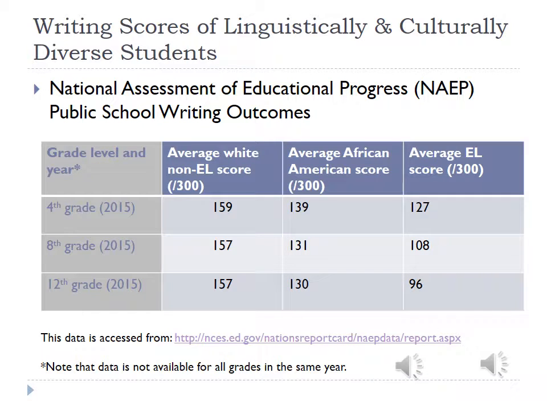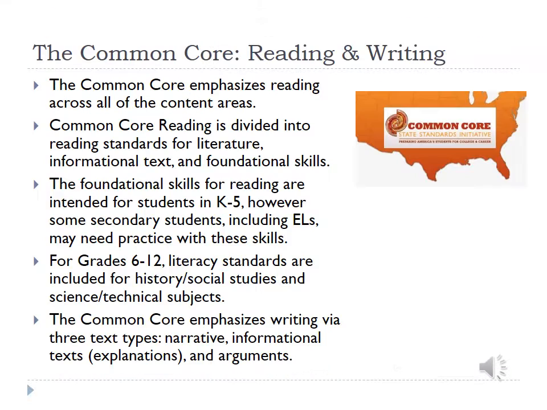These are the 2015 scores for the NAEP Writing Assessment for public school students in grades 4, 8, and 12. Note the average score for white non-English learner students out of 300. What trends do you notice? Now turn to a partner and make a prediction for the scores for African American students and English learner students. Once the instructor has revealed the answers, discuss why you think there are different outcomes. What are the factors involved?